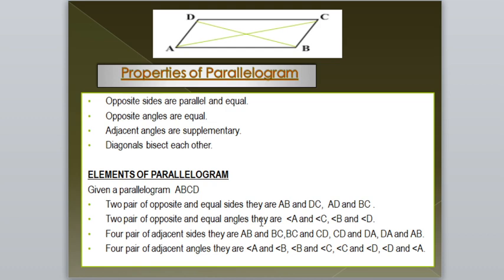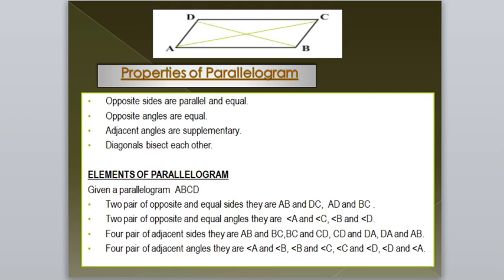The second element is two pairs of opposite and equal angles. Here two pairs of opposite and equal angles are present. So the total number of angles here is 4. Angle A is opposite to angle C, and the opposite angles in a parallelogram are equal. Then angle B is equal to angle D.